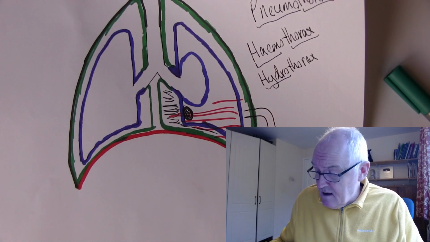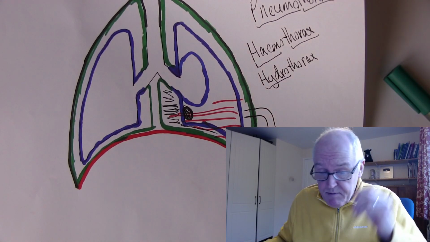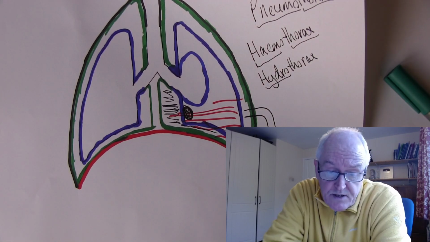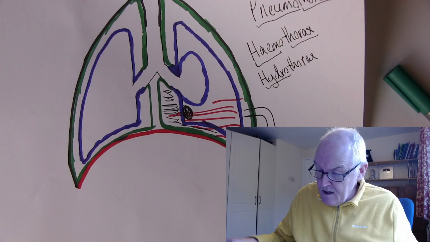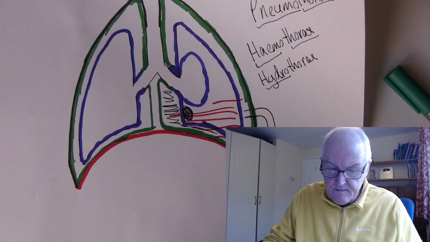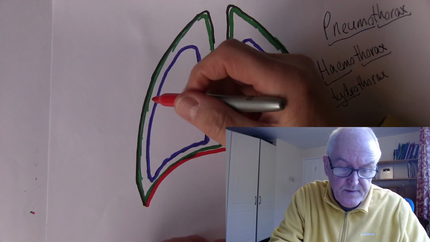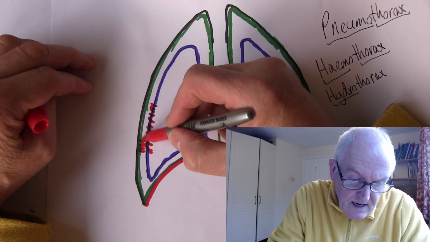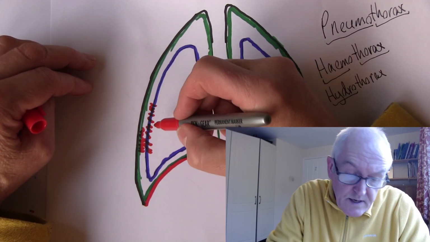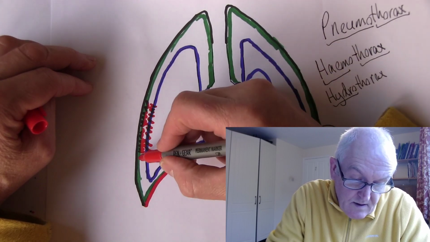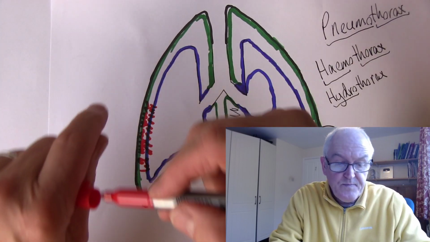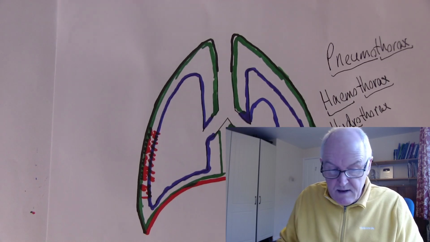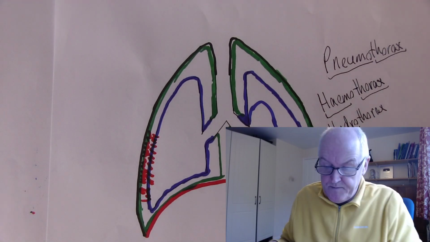Or again, in pleurisy, have you ever had pleurisy? I mean, pleurisy is inflammation of the pleural membranes. So you get inflammation of the pleura like this. Can be associated with a pneumonia, or you can get it on its own. Very often bacterial infection. So now the pleural membranes are going to be inflamed.